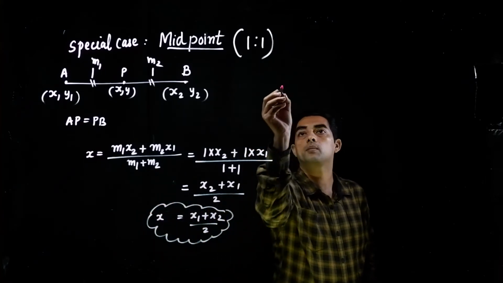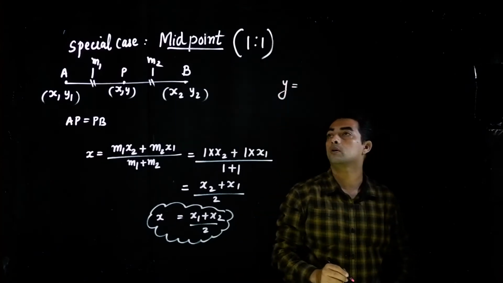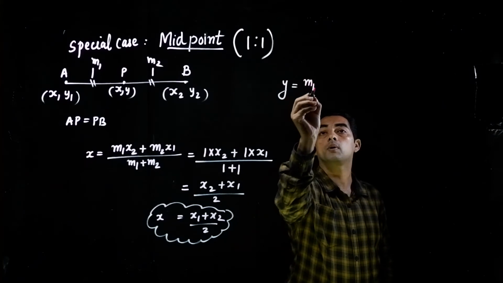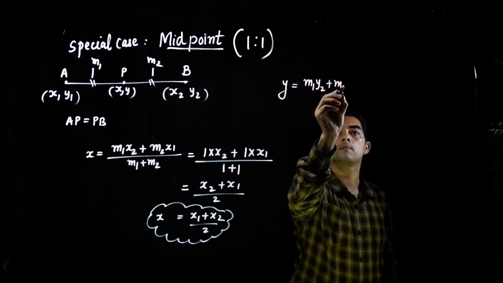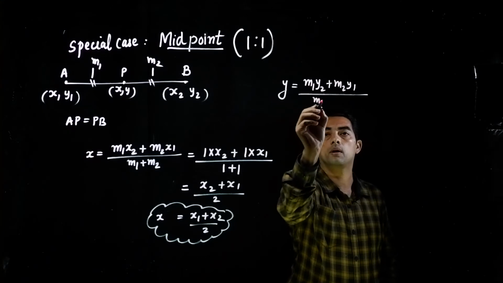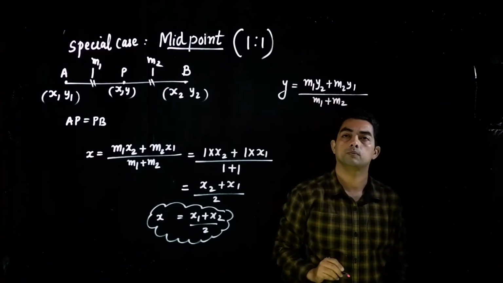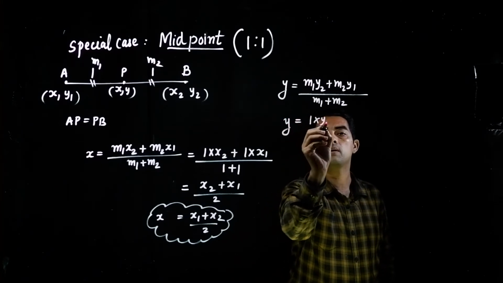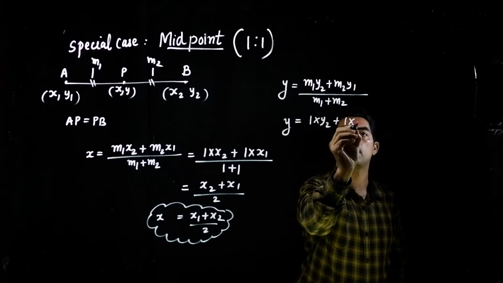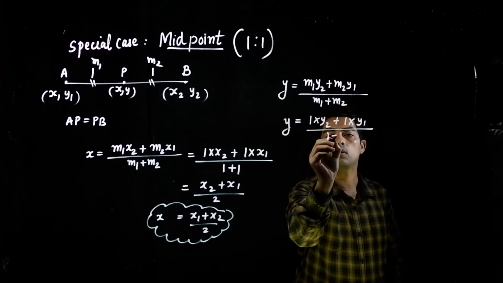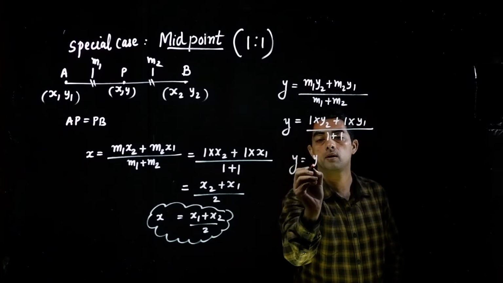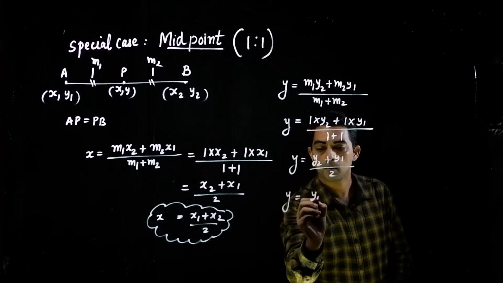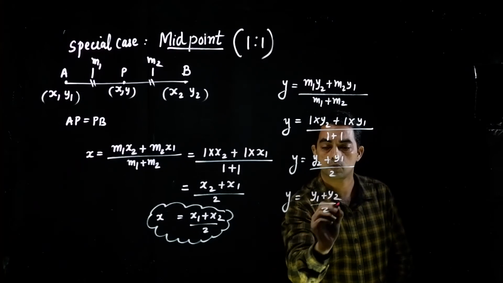Let's find out the formula for y coordinate also, if the point P is the midpoint. So again the formula is (m1 y2 + m2 y1) upon (m1 + m2), right? Let's substitute. m1 is 1 multiplied by y2 plus 1 multiplied by y1 upon 1 plus 1, so that will be (y2 + y1) upon 2, which, to make it simple, is (y1 + y2) by 2.